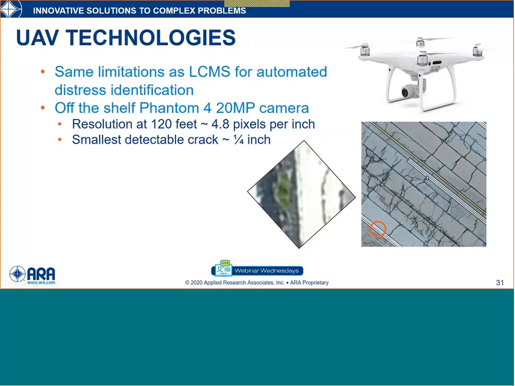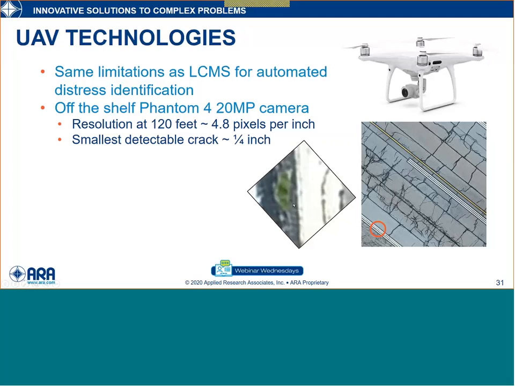And to answer that question, I'll quote Matt Damon from The Martian and say, let's do the math. At 120 feet altitude, a 20 megapixel camera is going to take a picture that covers a width of 78 feet. That means we're going to have 4.8 pixels per inch, which means the smallest crack we're able to identify is a 1/4 inch wide. You can see this red circle here. We have a blow up of that area right here, and that's the full resolution.